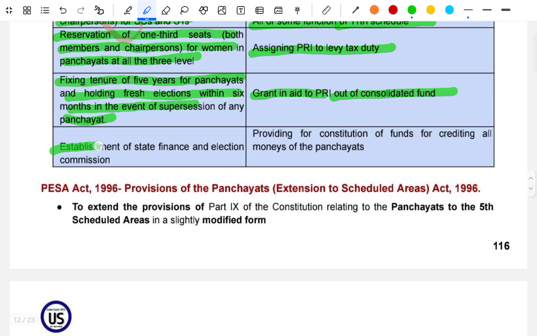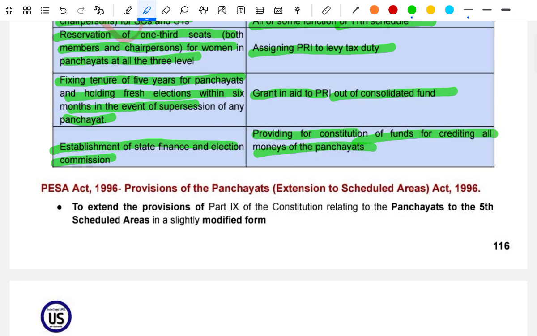The compulsory provision: the establishment of a State Election Commission and a State Finance Commission. Voluntary provision: providing for the constitution of funds and crediting all the money of the panchayat.